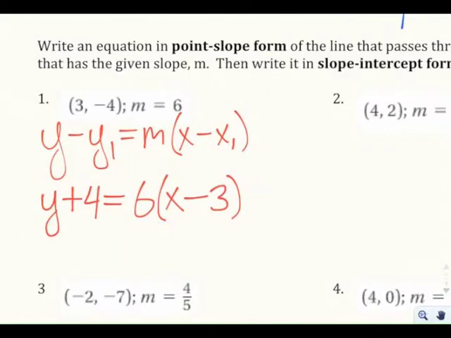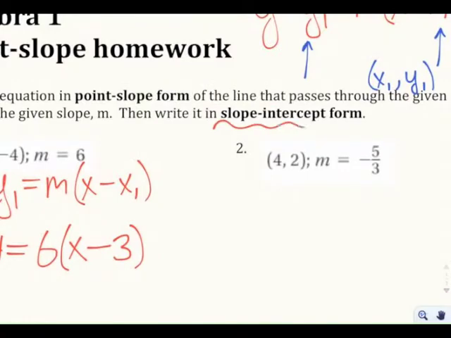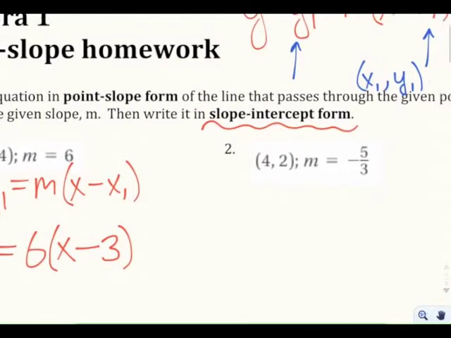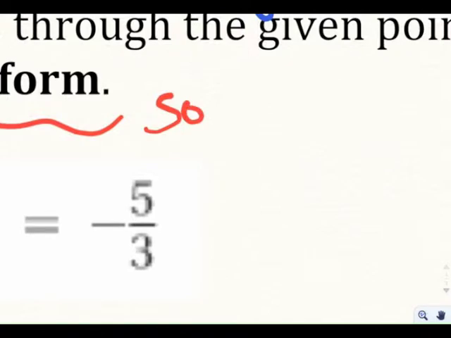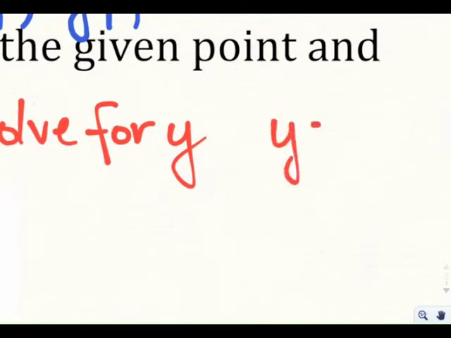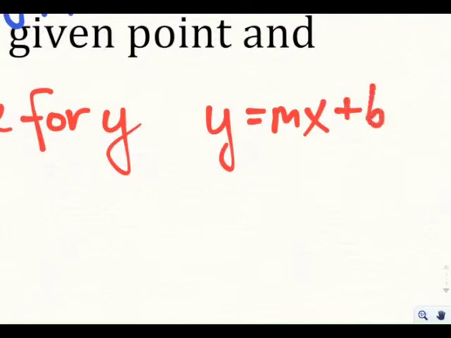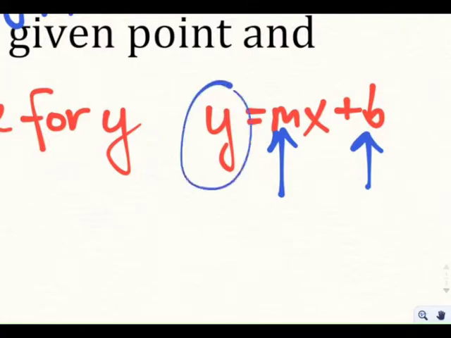Now the next thing that I want you to do is to write this equation in slope-intercept form. That means solve for y. Remember, slope-intercept form looks like this: y equals m times x plus b. The slope is going to be the same slope that you see in point slope form, but the y-intercept is going to be a number that just pops out of the equation after you solve it for y.